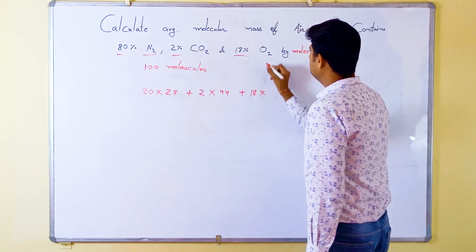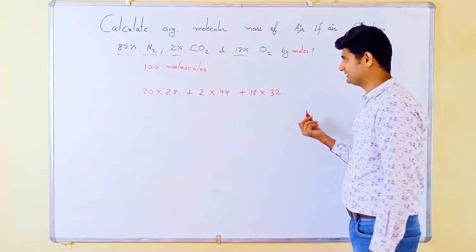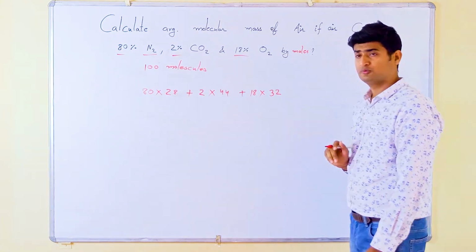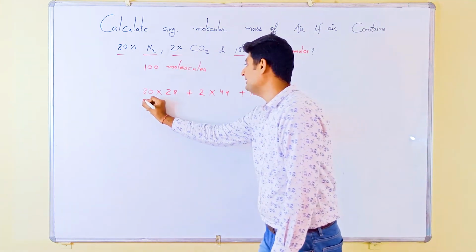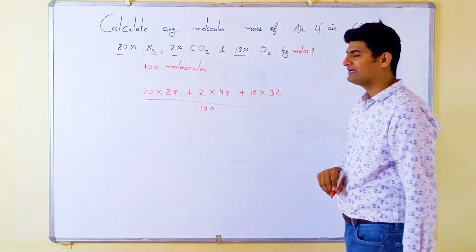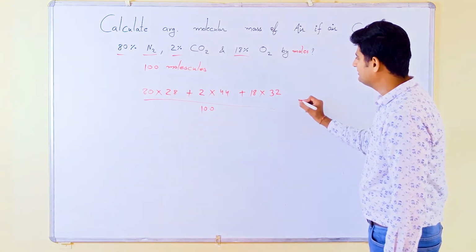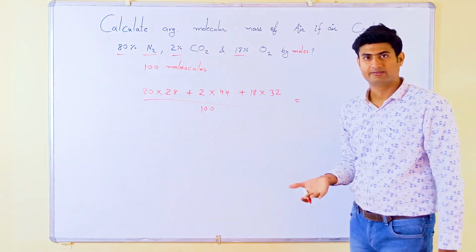18 into 32. Mass of each oxygen is 16. So we got the total mass. We have to divide it by the total number of molecules. That is 100. So can we calculate the average atomic mass of air? Just try it.